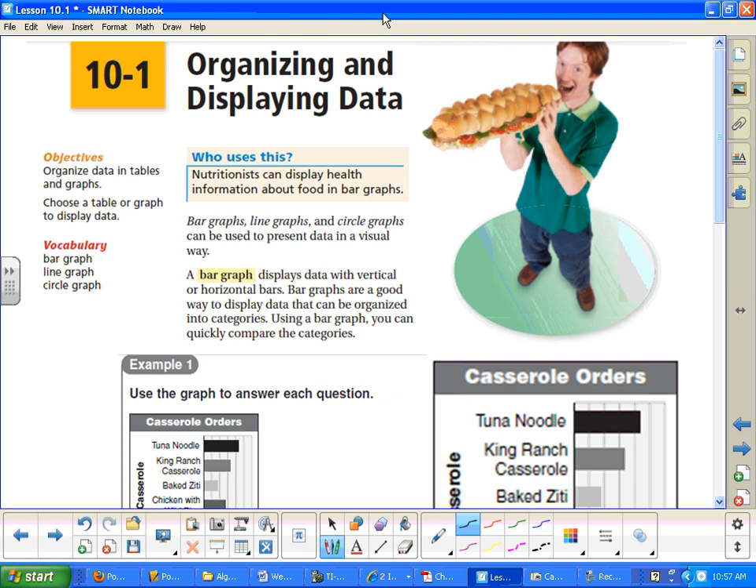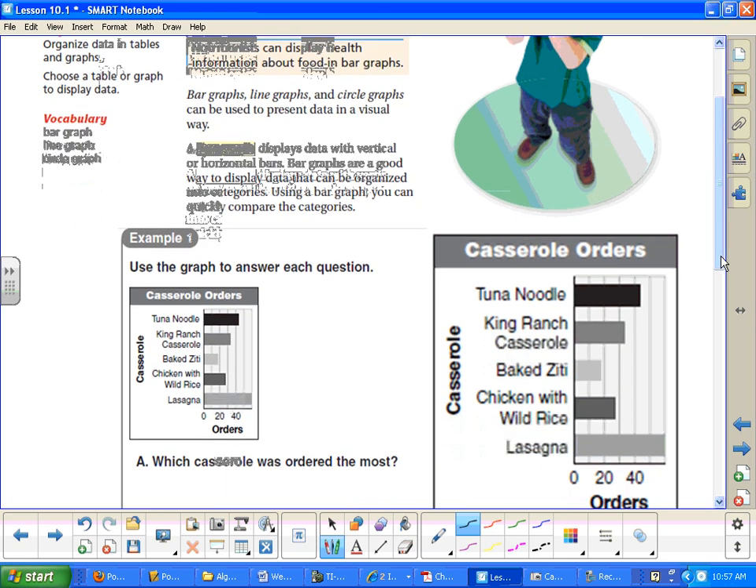And the first one is a bar graph. It displays with vertical or horizontal bars. You can use either one. Bar graphs are a good way to display data that can be organized into categories. So here's the main thing: if we can organize it into categories, then we're probably going to use a bar graph, because that gives us a chance to compare the different categories.